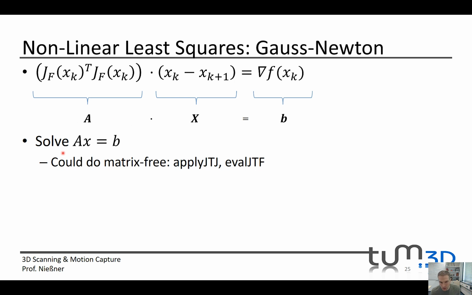And we can use our favorite solver that I've told you about before. We can use a factorization method, or we can use an iterative method. So this should be very clear to you now. I wanted to show you a few things that we often do in our research. We often use this matrix-free approach, and it's pretty funny: you actually only need these two terms. You need to apply JTJ, and you need to evaluate JTF.